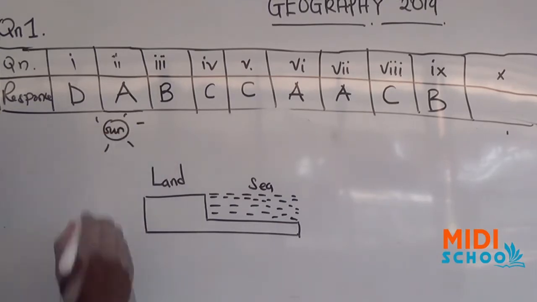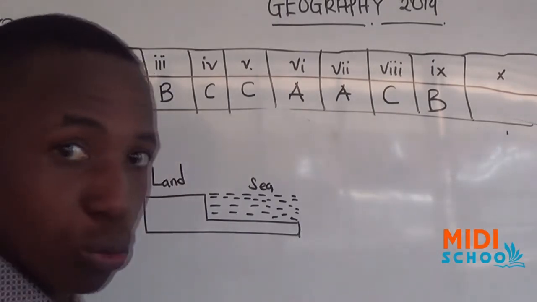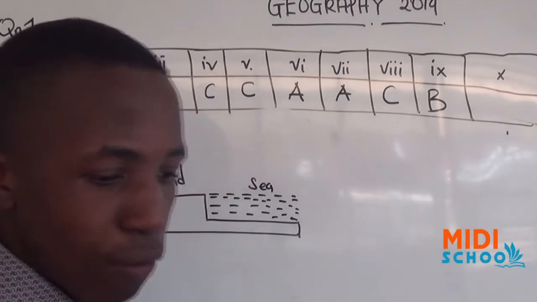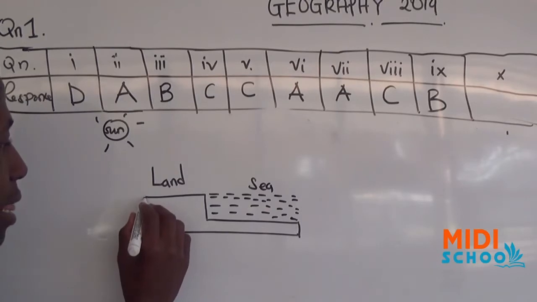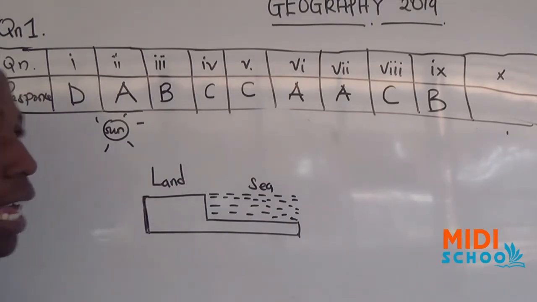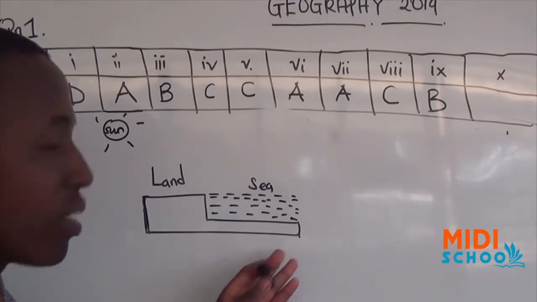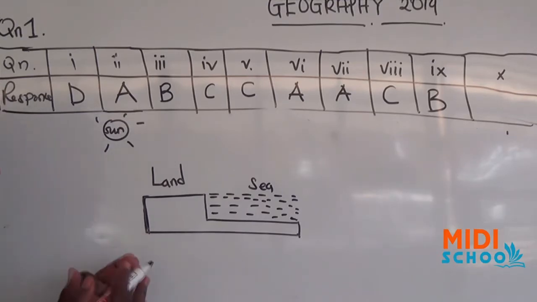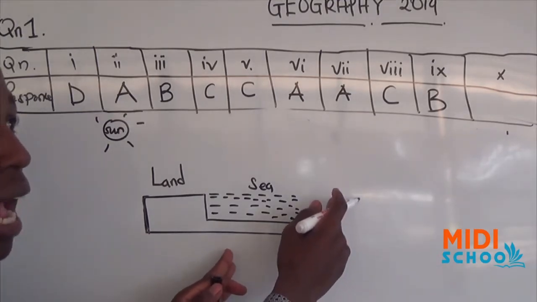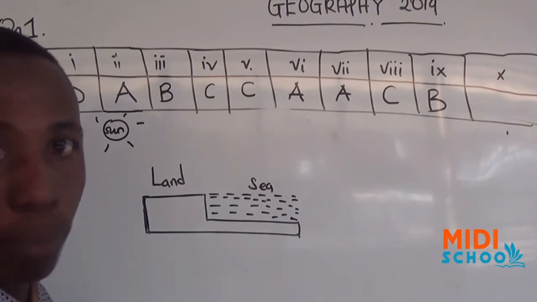Here, we have the sun. So our question asks us about the wind which blows from the sea to the land. As you remember, during the day there is high temperature on the land. Because land has low heating capacity compared to water, it warms up quickly. Sea water has high heating capacity, so water will delay to warm up.